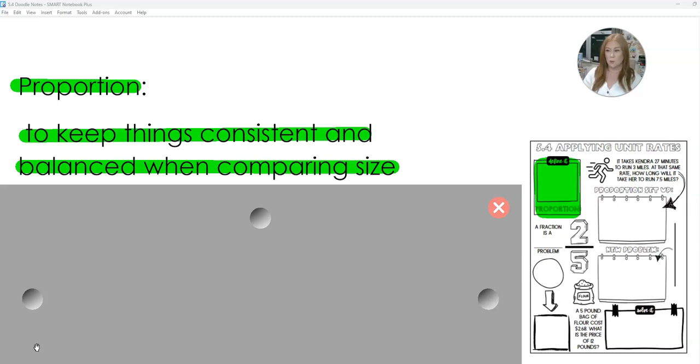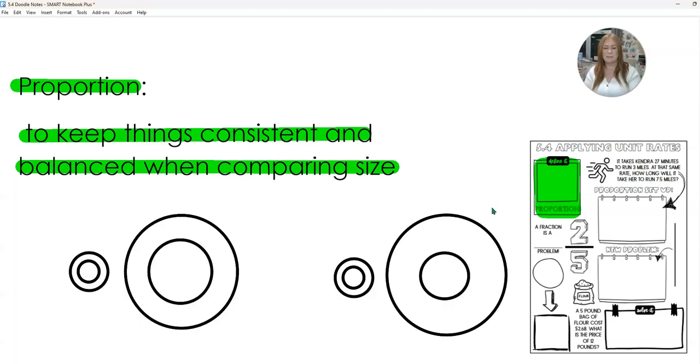We're going to learn a new word here. It's called proportion. So when we have things in proportion, we're keeping things consistent and balanced when we're comparing their size. So the same size should go from here to here. So even as it gets bigger, it's keeping that same comparison. Everything is consistent.